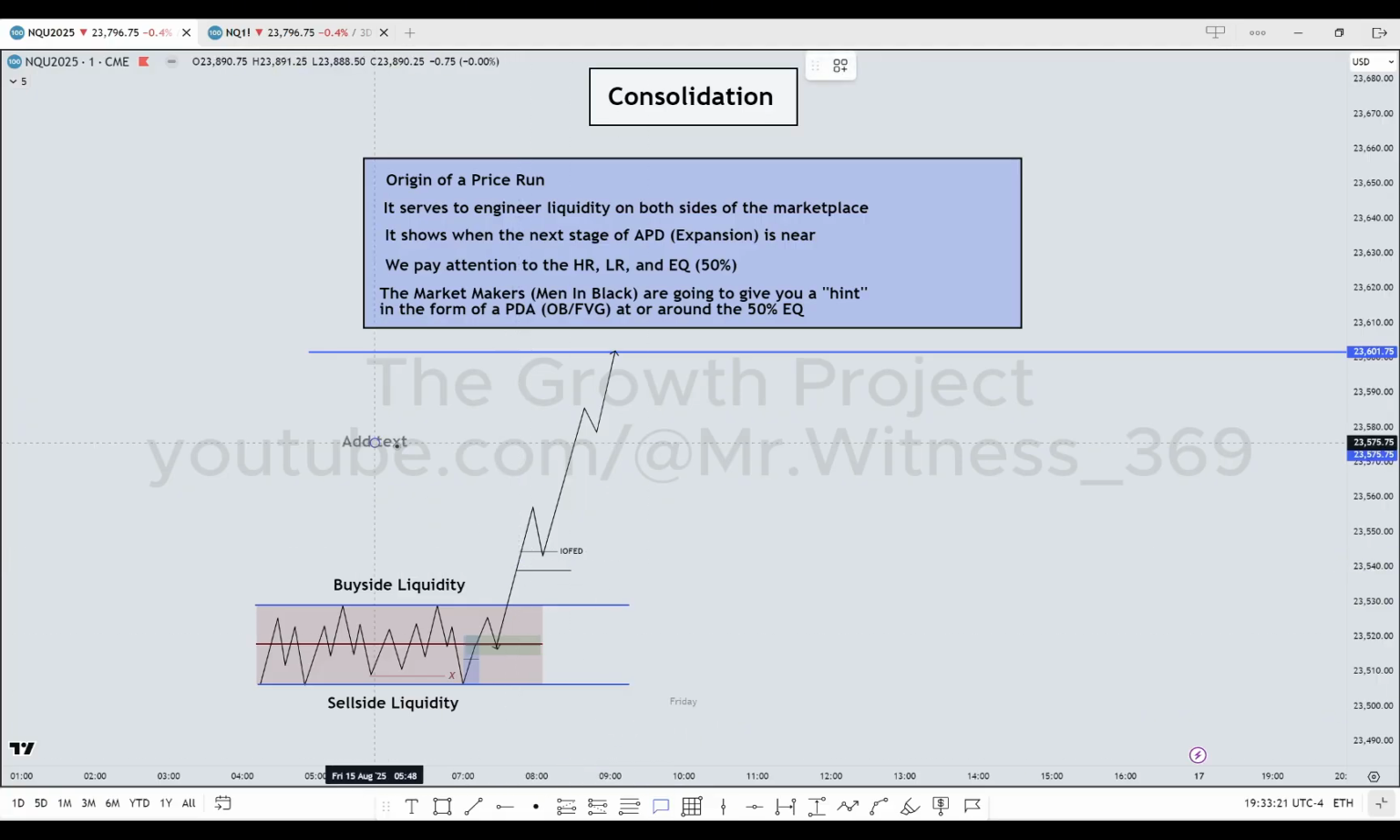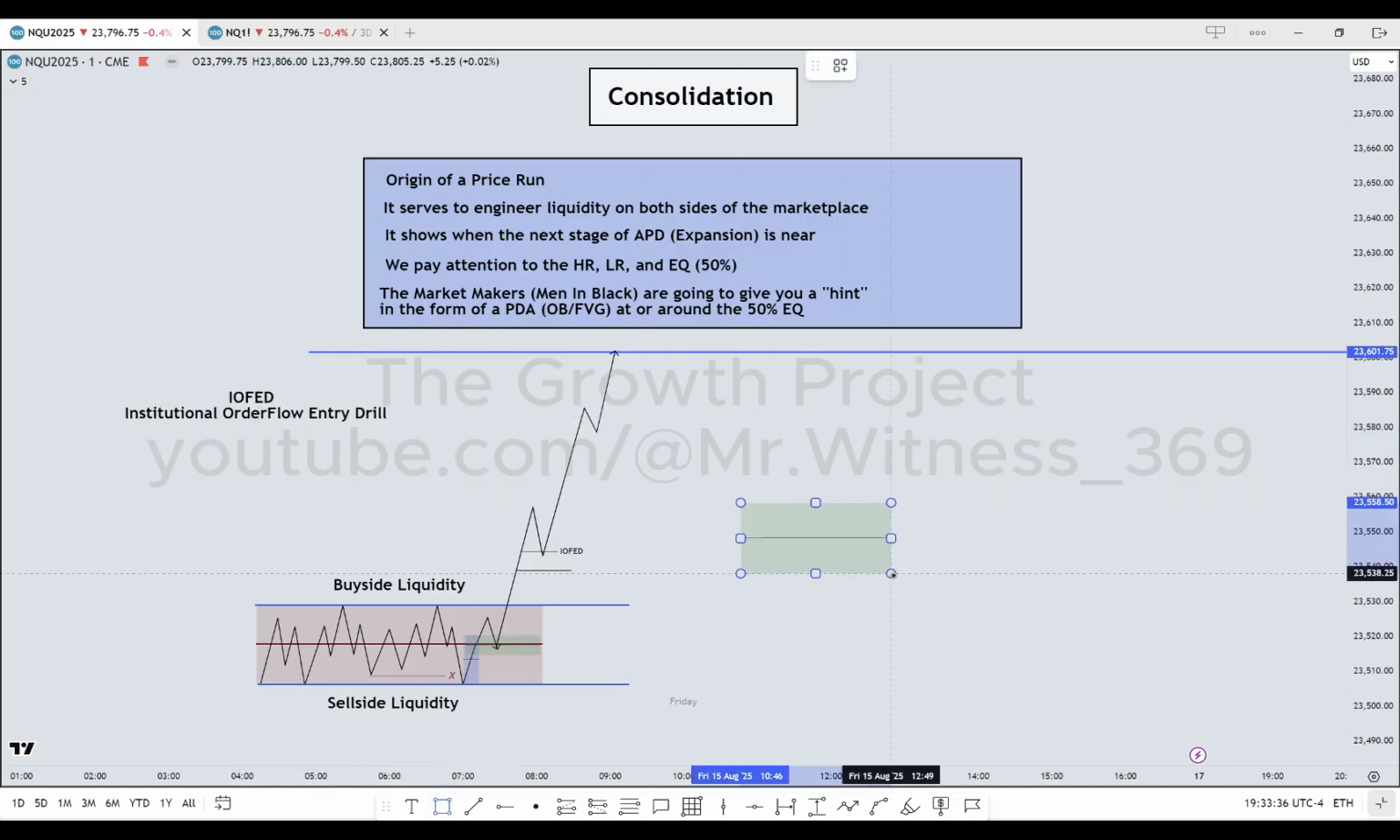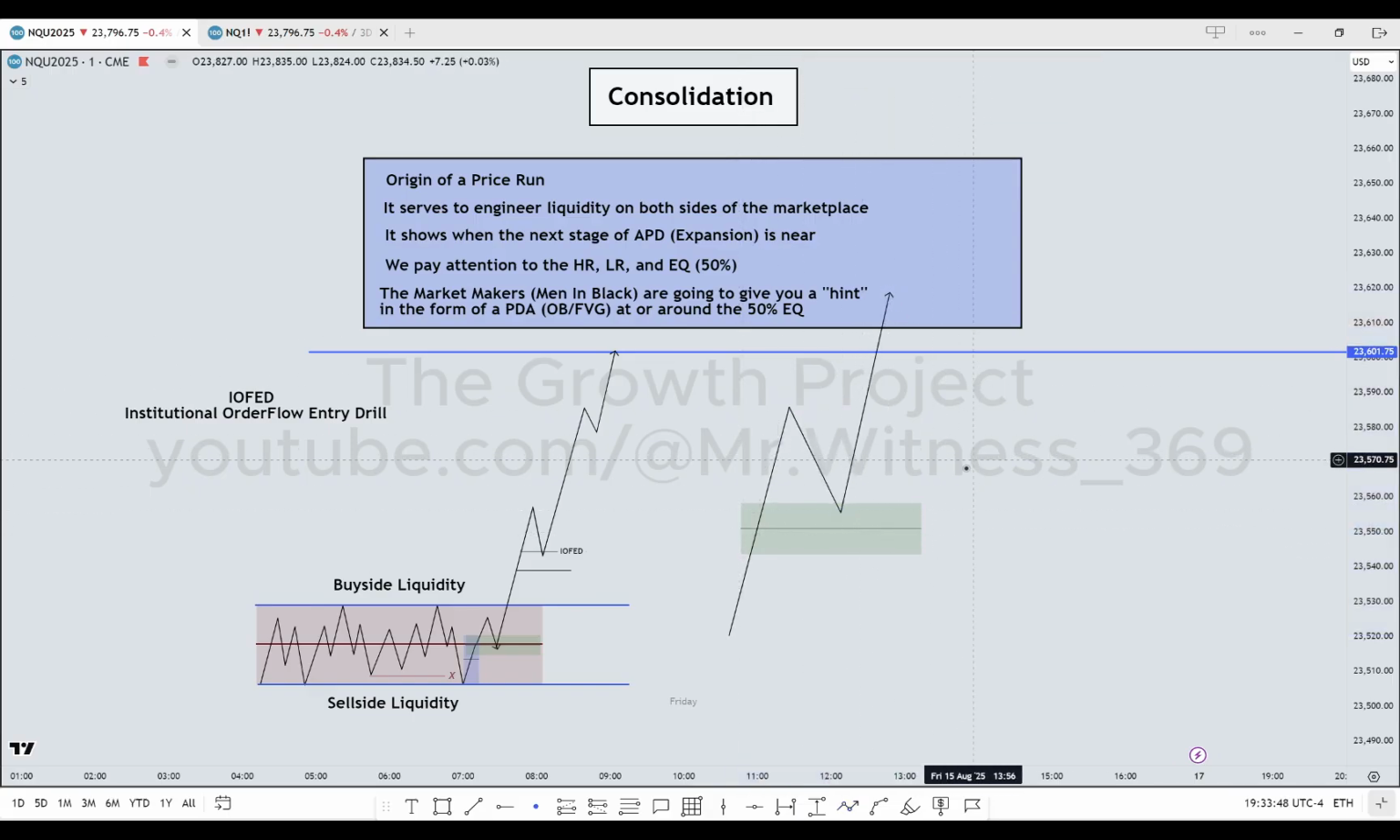What's an IOFED? An IOFED means institutional order flow entry drill. This is practically a partial entry into a bullish fair value gap or into any fair value gap. So when the market leaves like this, it's going to come here. As long as it doesn't reach the consequent encroachment or the 50% of the bullish fair value gap, that's considered an IOFED. And that's exactly what you want to see when you're bullish.